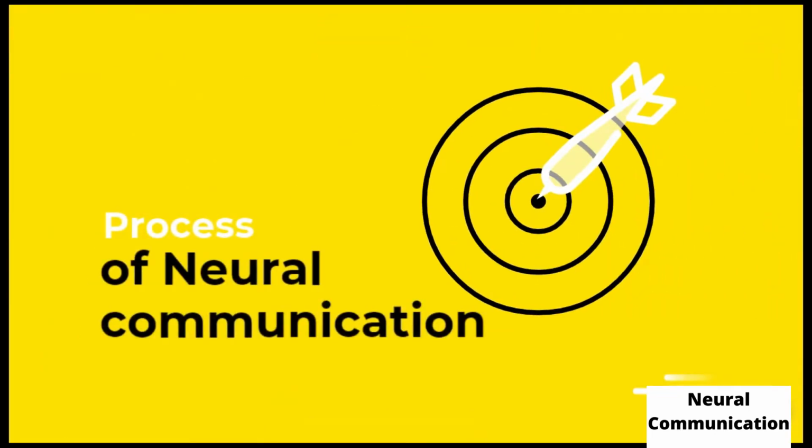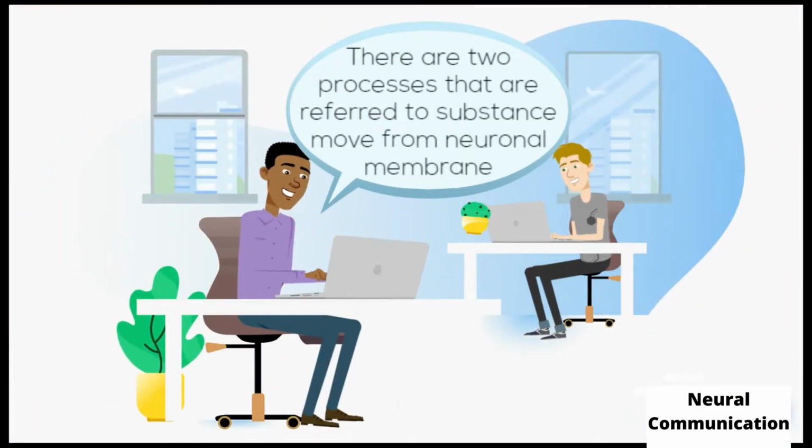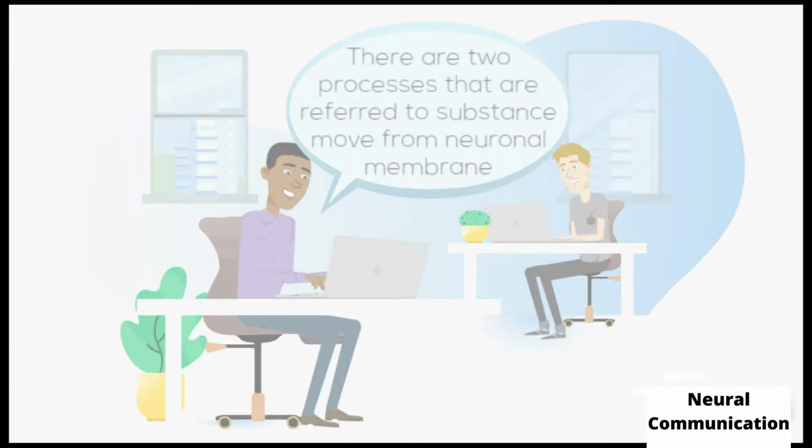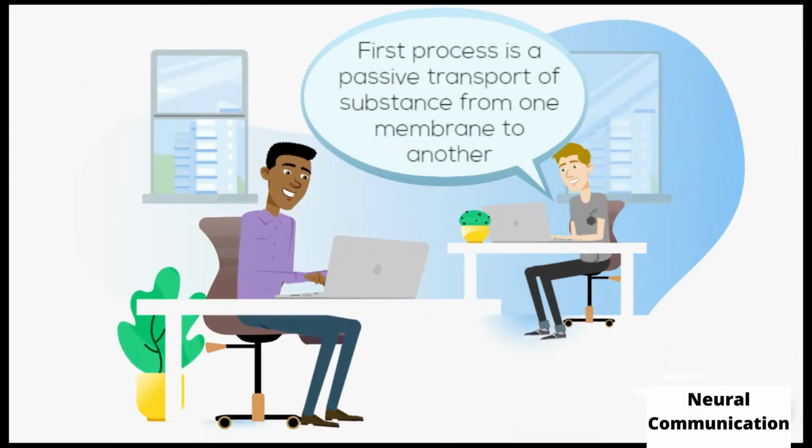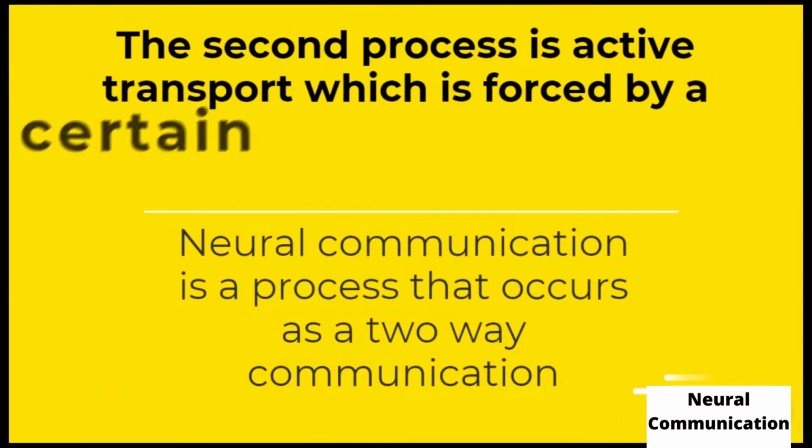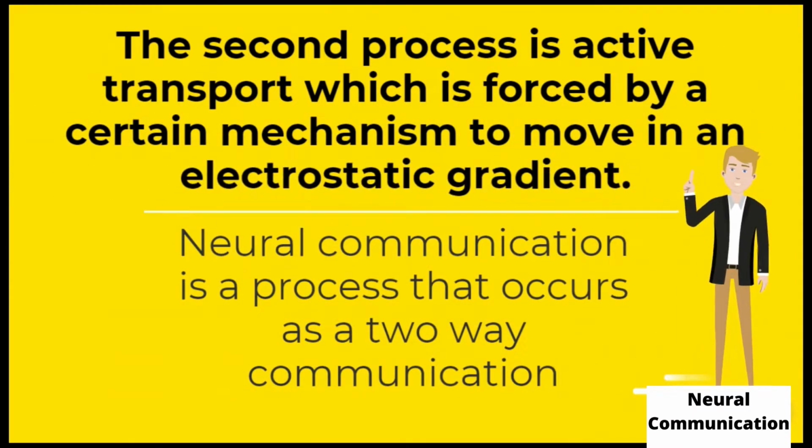Process of neural communication. Two processes are referred to: substances moved across the neuronal membrane. The first process is passive transport of a substance from one side of the membrane to another. The second process is active transport, which is forced by a certain mechanism to move against an electrostatic gradient. Neural communication occurs as a two-way communication.